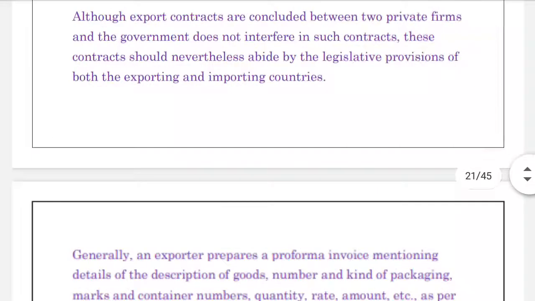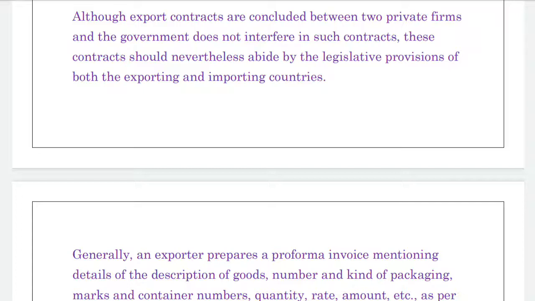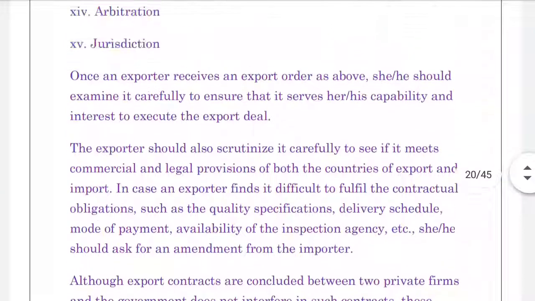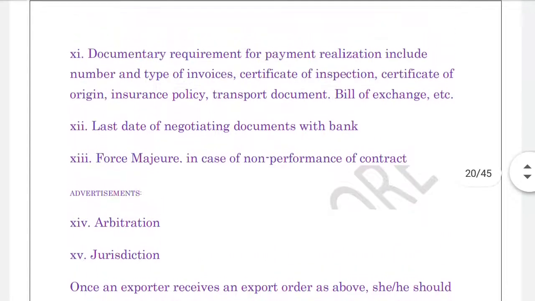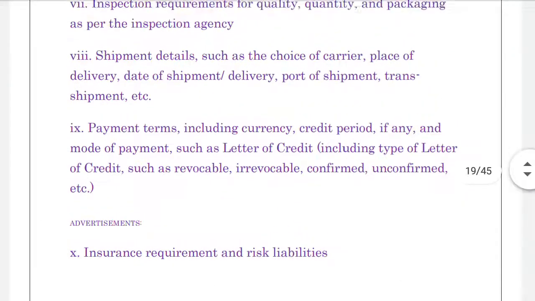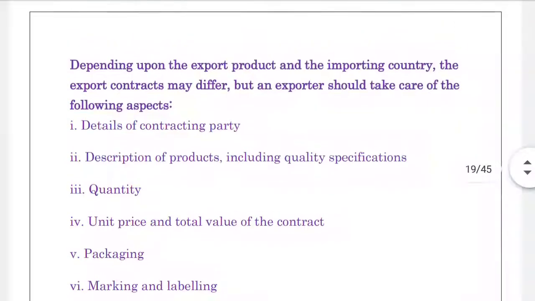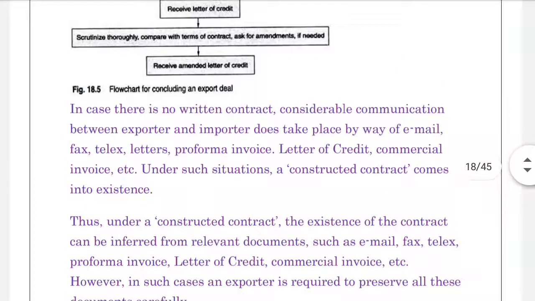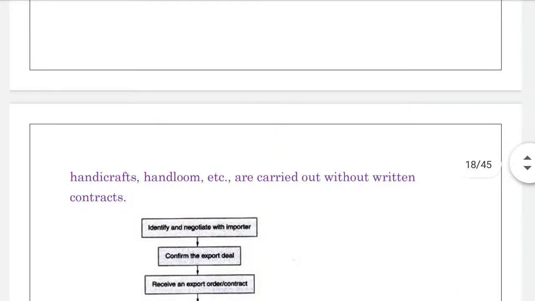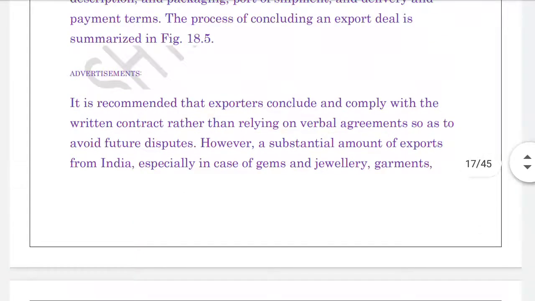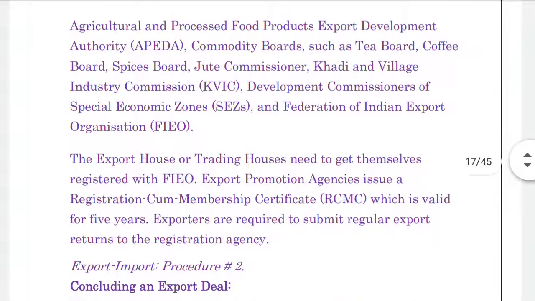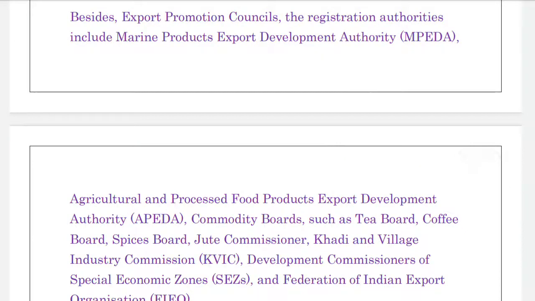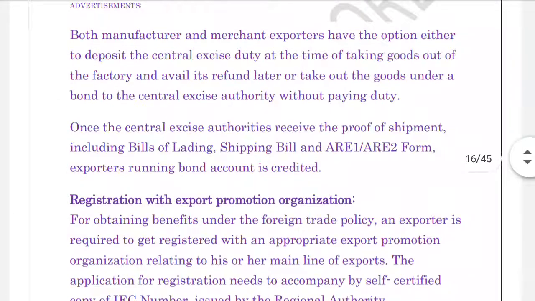So guys, today we have learned many things: how to verify the purchase contract with the importers, what things we need to keep in mind while examining the purchase contract, and we also understand the legal permissions needed to be fulfilled with the government, and the IEC number, and export promotional organizations, the types of export promotional organizations.